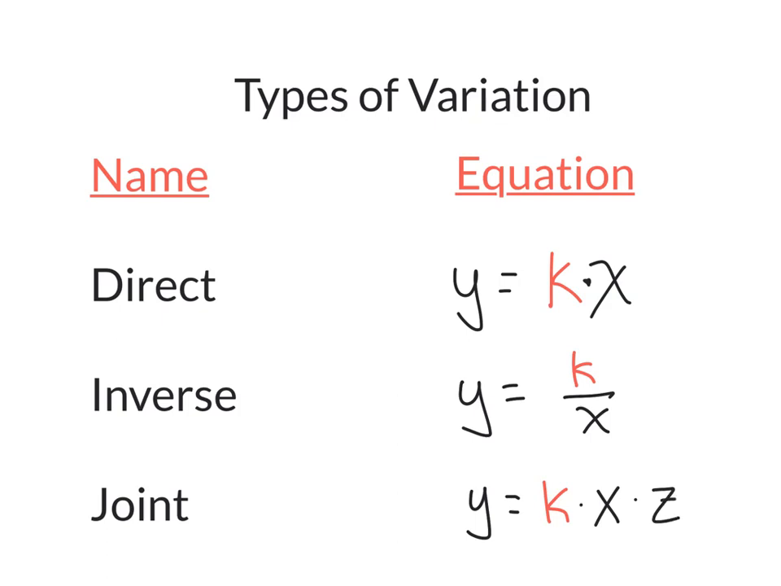Now with joint, we implemented a third variable. We could actually implement a fourth or fifth, so we can go times a times b, however many variables we're going to use. But joint is essentially just direct variation with multiple variables. As you can see in each one of these equations, there's a k, which we call the constant of variation.